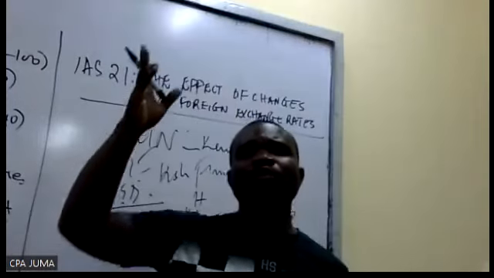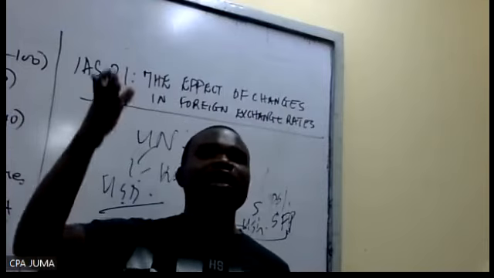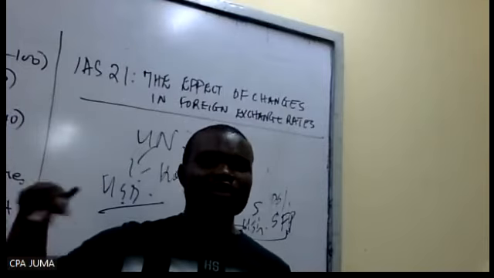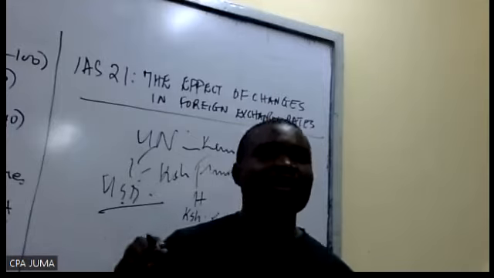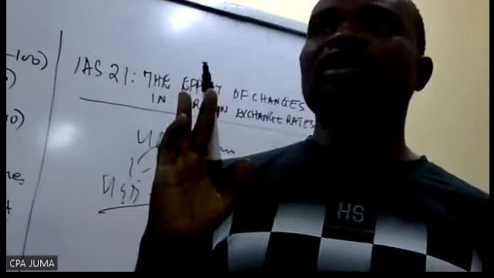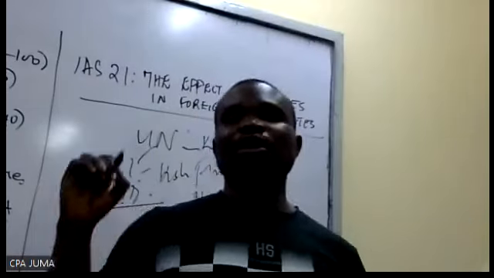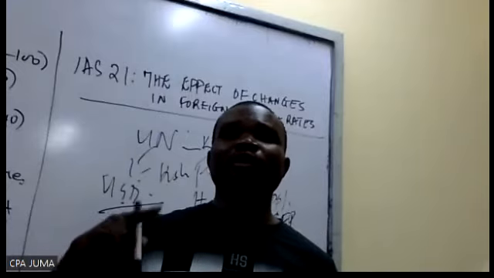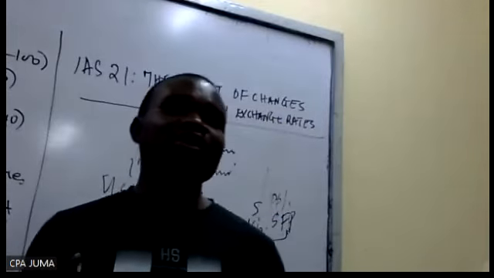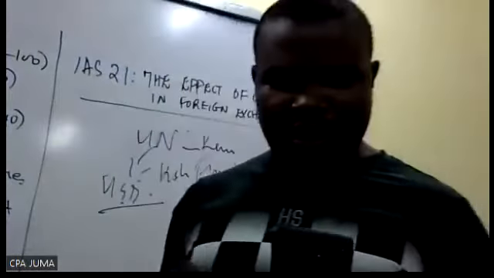So income and expenses, average. Assets and liabilities, closing. Closing, you will not be told this is closing; you are guided by the balance sheet date. Then equity and reserves, historical. You will not be told historical, but historical is when the subsidiary was acquired. Are we good? Yes, just hold on to those rates and then you are safe.